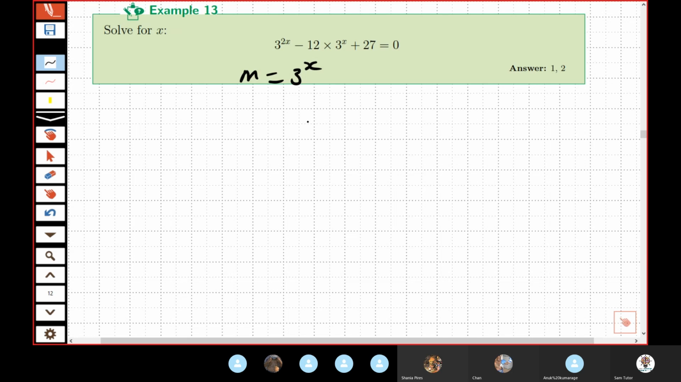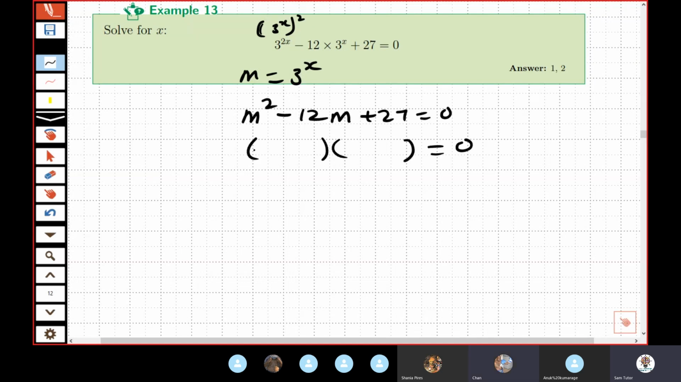Yep. And then what would you write after that? After you substitute it, would it be m squared minus 12 times 3m? No. 3 to the x is m, so times m. Good job, plus 27. 3 to the x is m, and this one here is just 3 to the x squared, so that's just m squared. All right, brilliant.